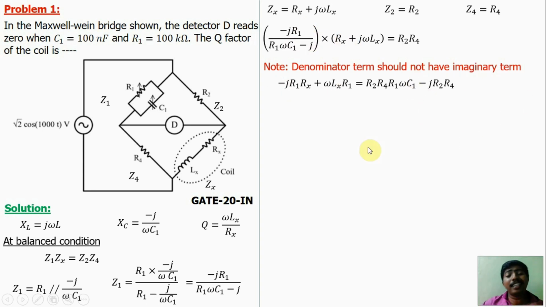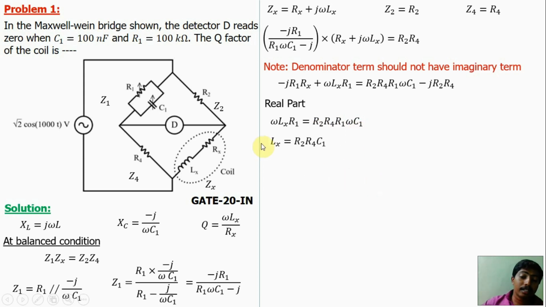Now separate the real term and imaginary term. This is the real part: omega Lx into R1 is equal to R1, R2, R4, omega C1. Now omega will be cancelled, R1, R1 will be cancelled. We will get Lx, the coil inductance: Lx is equal to R2 R4 into C1.